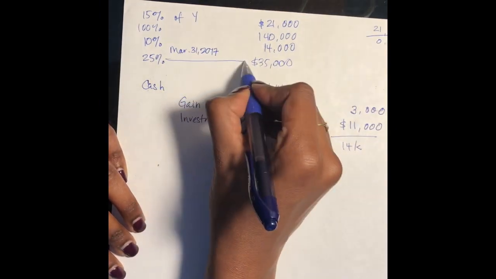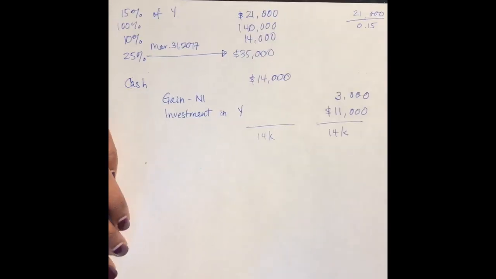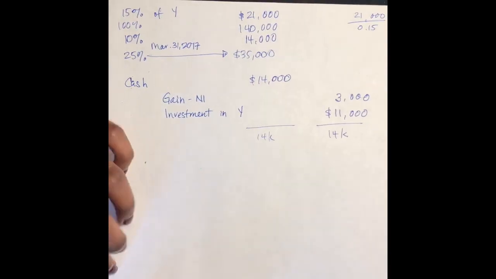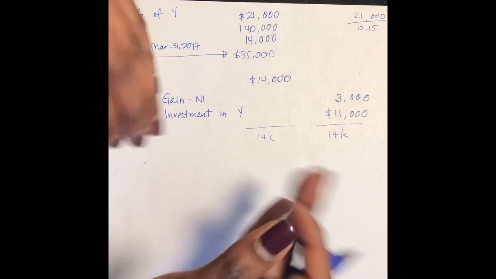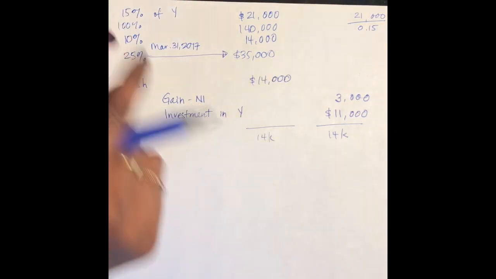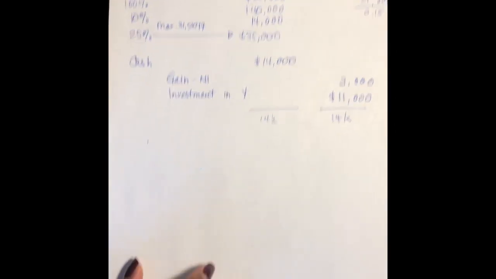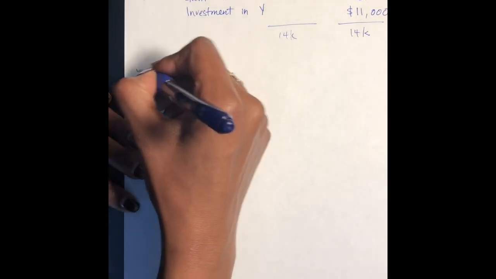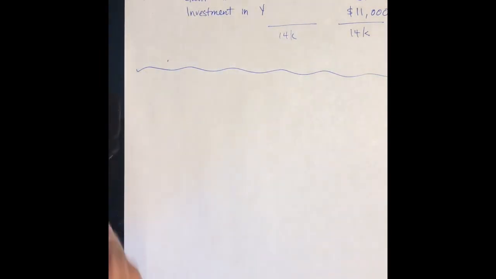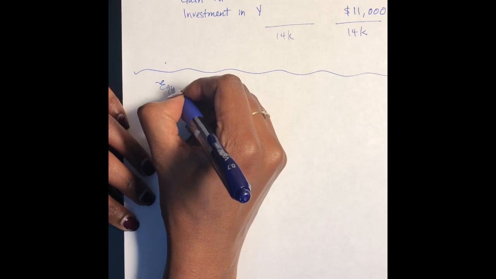That's what your 25% is worth at March 31st, 2017, right? Because you got rid of the 10%, but you're reacquiring the 10 and the 15, so 25, okay? So let's book the entry. So now we are using equity method.